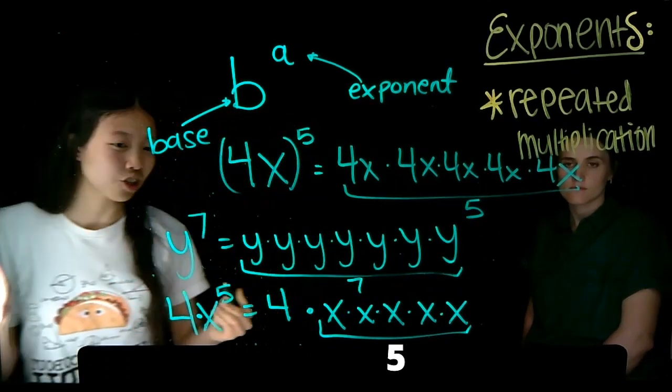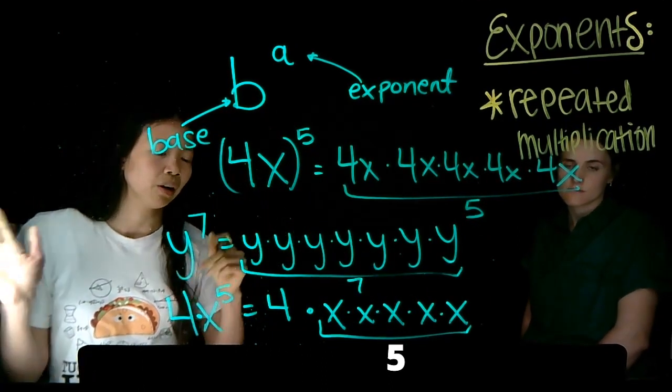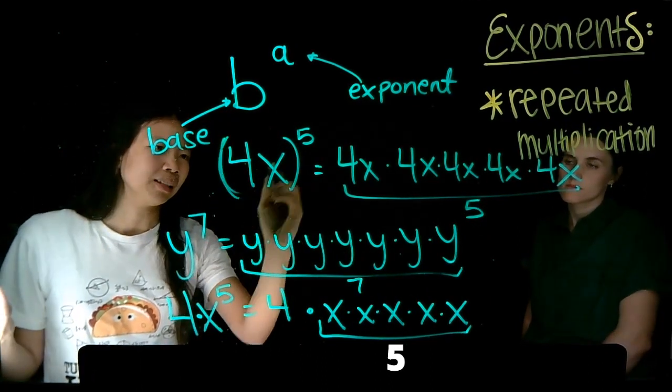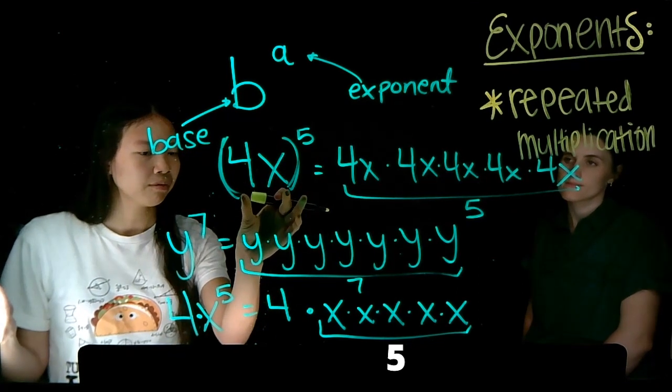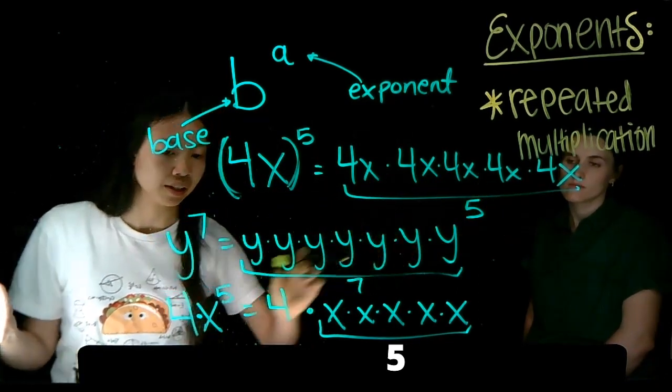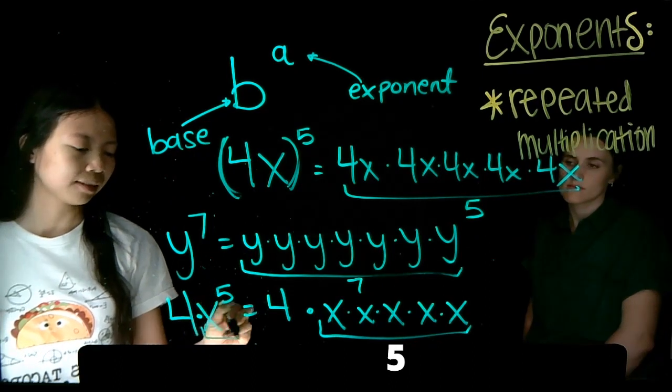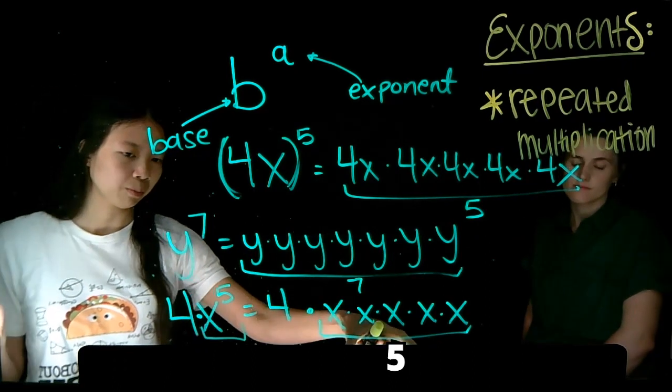So there's a distinction. Parentheses are very key when we are expanding out exponents, because this means that everything is being multiplied 5 times, like repeated 5 times, versus something like this down here, where only the x is being raised to the 5th power, so only the x would be repeated 5 times.